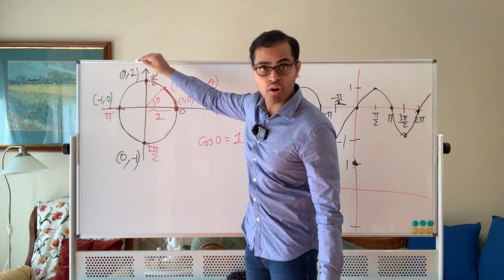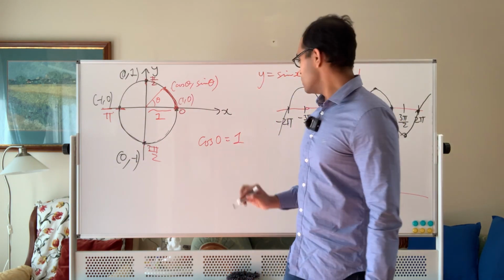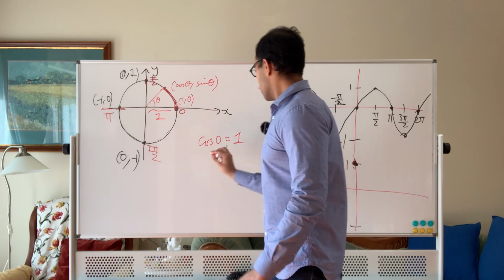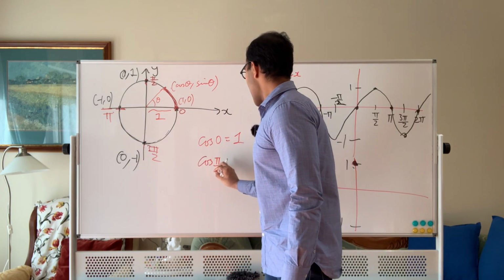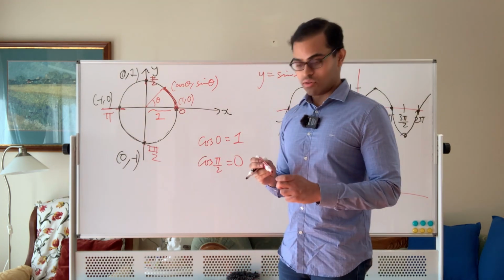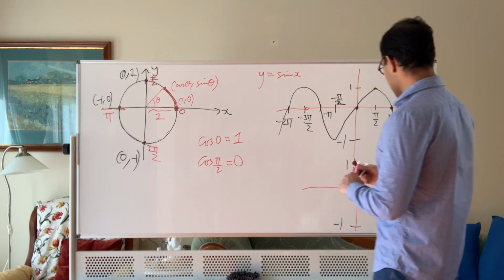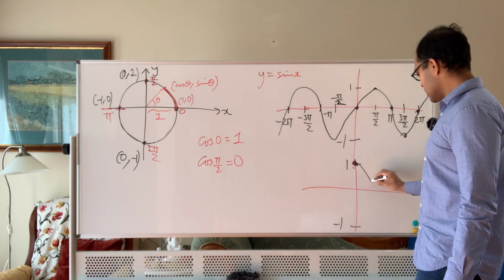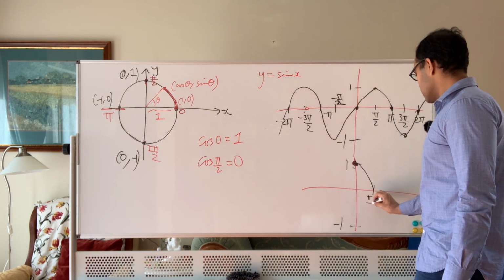So we're at our point 0, 1, cosine of pi over 2 is 0. I'm going to write that down. Cosine of pi over 2 is 0, and it has steadily dropped from 1 to 0. So if we draw a graph here, until it hits pi over 2, it's going to be here. It's steadily dropped.